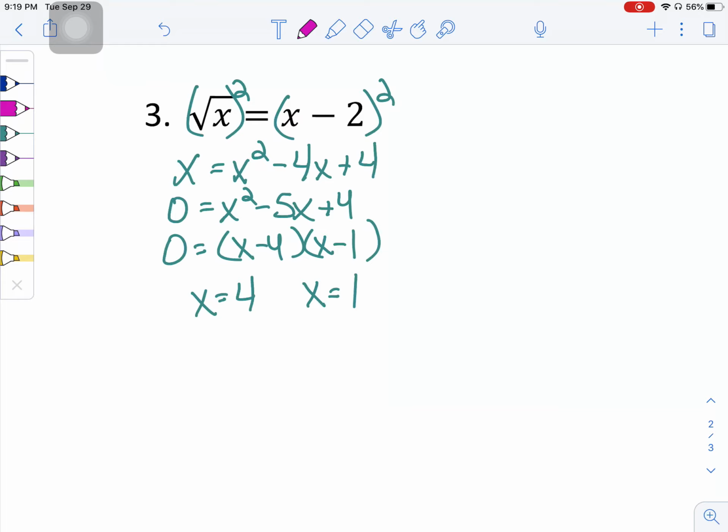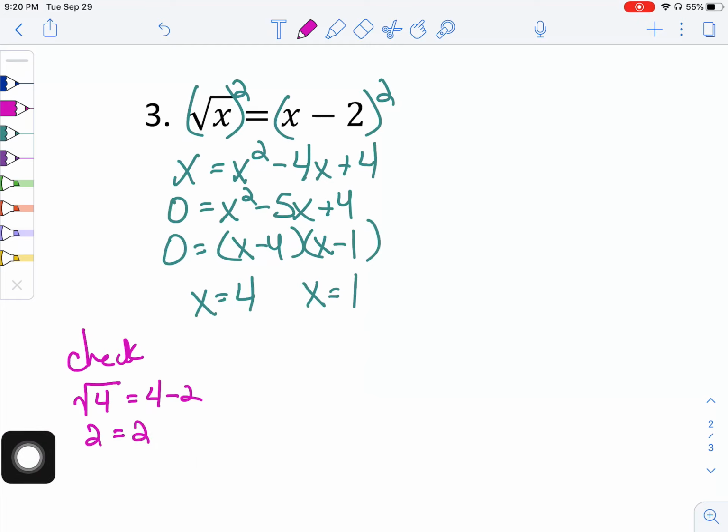All right, so we're going to need to check both of our values, and you check them each separately. So the first one I'm going to do is the square root of 4. So 4, replace all the x's with 4s, okay? And separately simplify your left and simplify your right. So square root of 4 is 2. 4 minus 2 is 2. This is a true statement, so I now know x equals 4 is true.